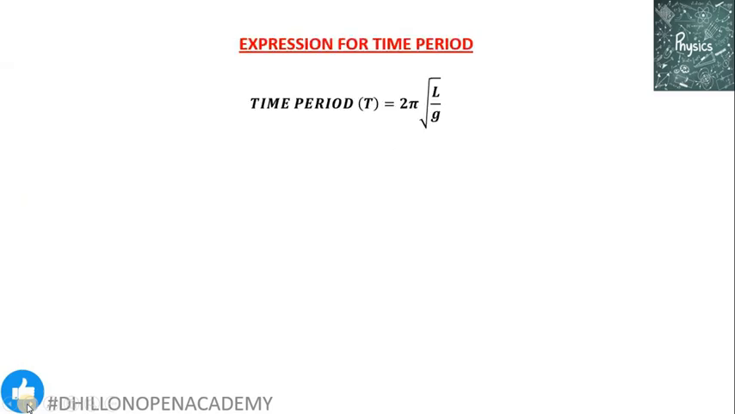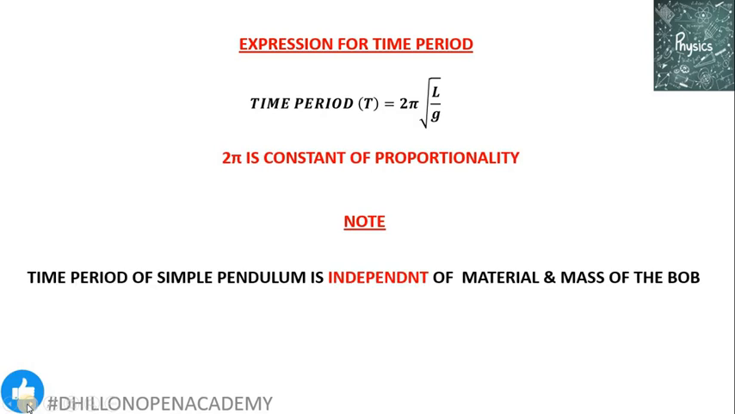Expression for time period. The final expression for the time period of a pendulum is T equals 2 pi under root L over g. L is the effective length of the pendulum. 2 pi is a constant of proportionality. The time period of a simple pendulum does not depend upon the material or the mass of the bob.